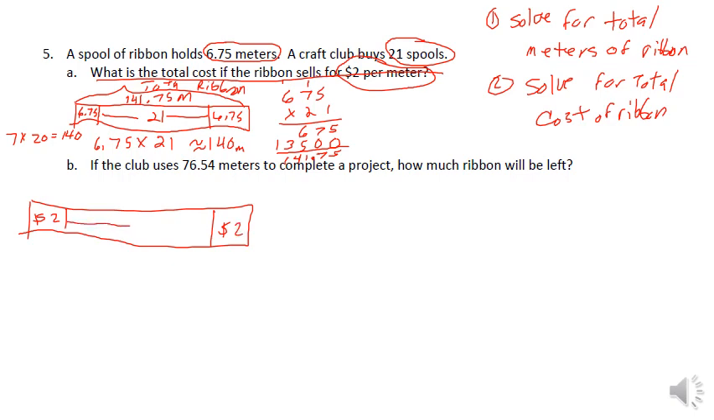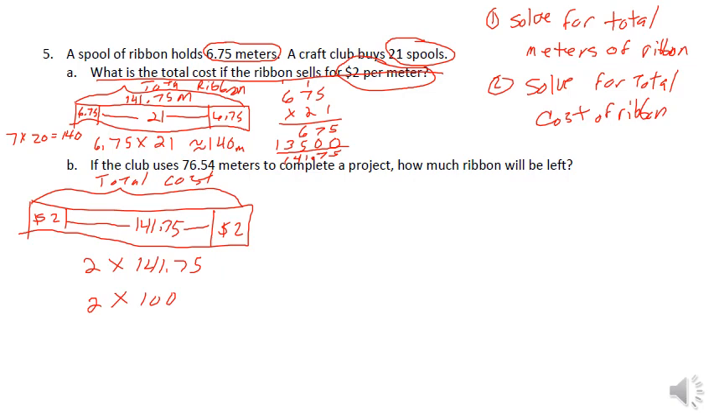And it's showing here that I have 141.75 meters. So when I solve this, it's going to tell me total cost. By looking at this, I can see this is 2 times 141.75. Now to do my estimate, 141.75 is going to be closer to 100 than 200. So we know that this has to be approximately 200.